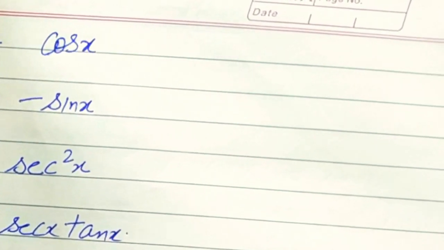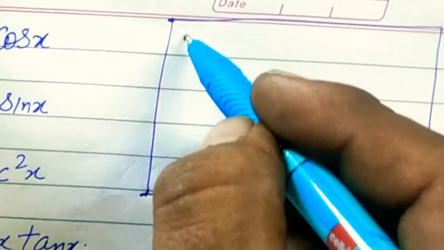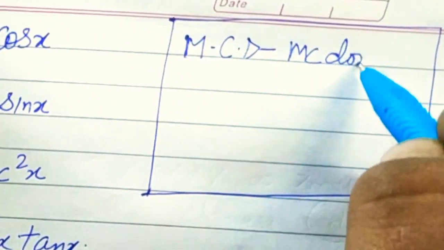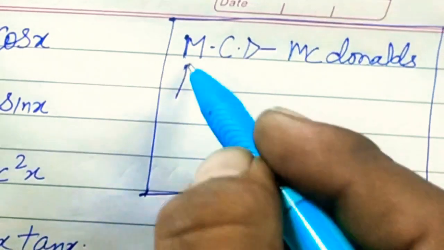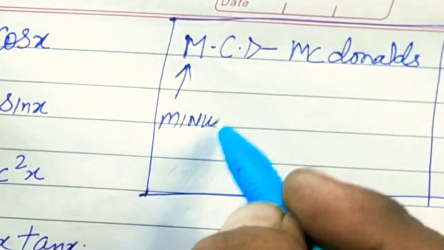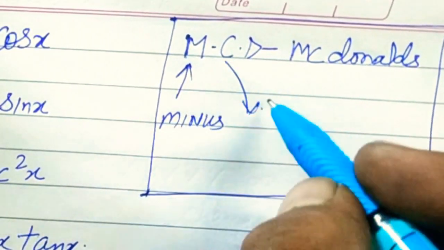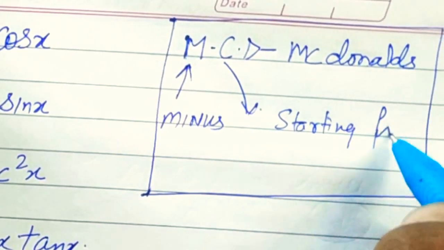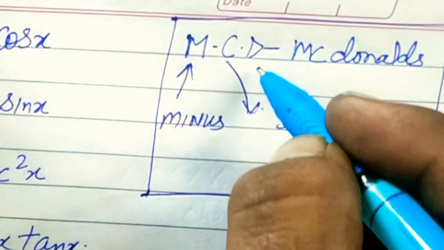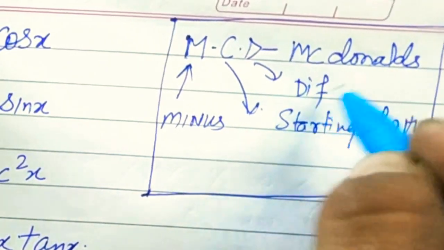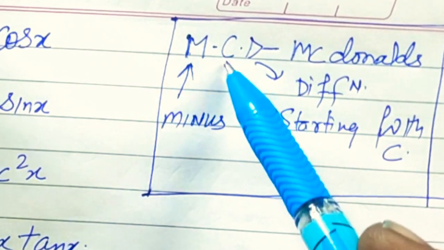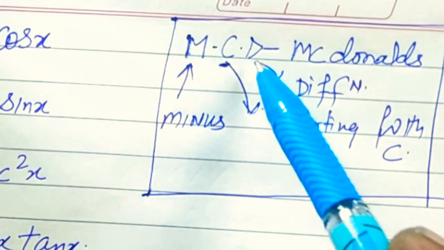Now how will you remember these formulas? You can use either option. Either make a short form of MCD. MCD stands for McDonald's, the restaurant, famous. So minus sign, what is C? Any trigonometric function starting with C, and in differentiation, means the minus sign will come in those trigonometric functions which start with C in differentiation.